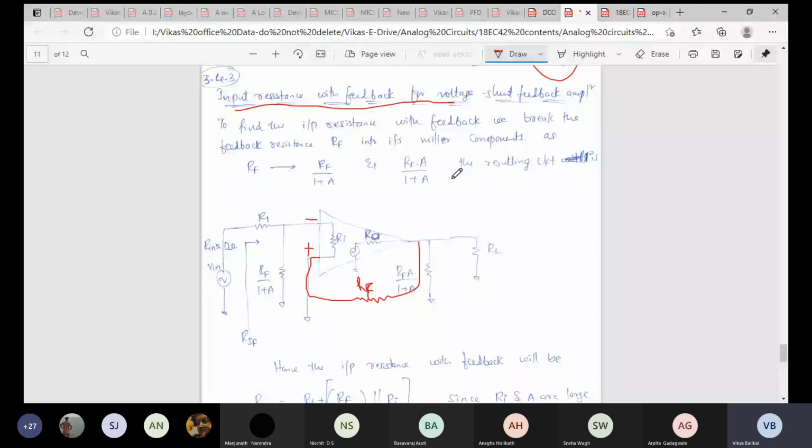Where did this arrive from? To understand what exactly Miller's theorem is, I'll just give you a small glimpse. A big resistor can be broken up into two small components whenever you have a circuit arrangement where you can sense the input and output, and the resistance is in between the input and output. In that arrangement, the resistance will be broken down into two components, called the Miller components. Those two components right now here are Rf divided by 1 plus A, and Rf multiplied by A divided by 1 plus A. One is towards the input side, one is towards the output side. So rather than having a central Rf here, I break it down into two components.